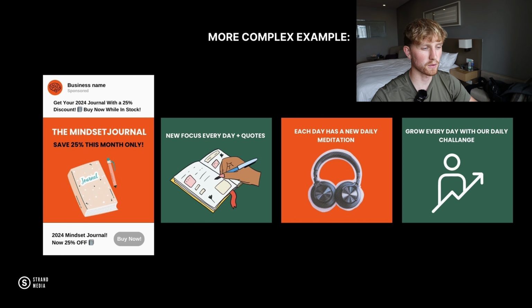As you can see, if you were going to put all of this in one image, it would be quite hard. That's why this example, a carousel, is really good to use. We have the offer in the main carousel card right here, and then we have some features. Let's say the journal has a new focus every day with quotes. Each day you also get a daily meditation, and every day you get a daily challenge, like a personal challenge. So this is a good way of how you can put this in a carousel.